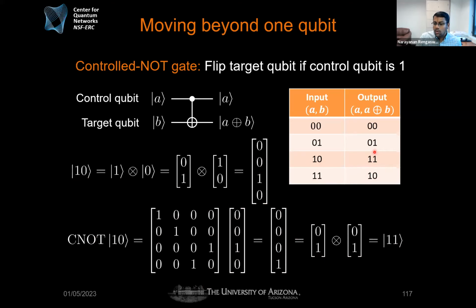And this truth table exactly tells you how to think of the C naught. When the first input is 0, nothing happens to the second. And when the first input is 1, the second bit gets flipped.